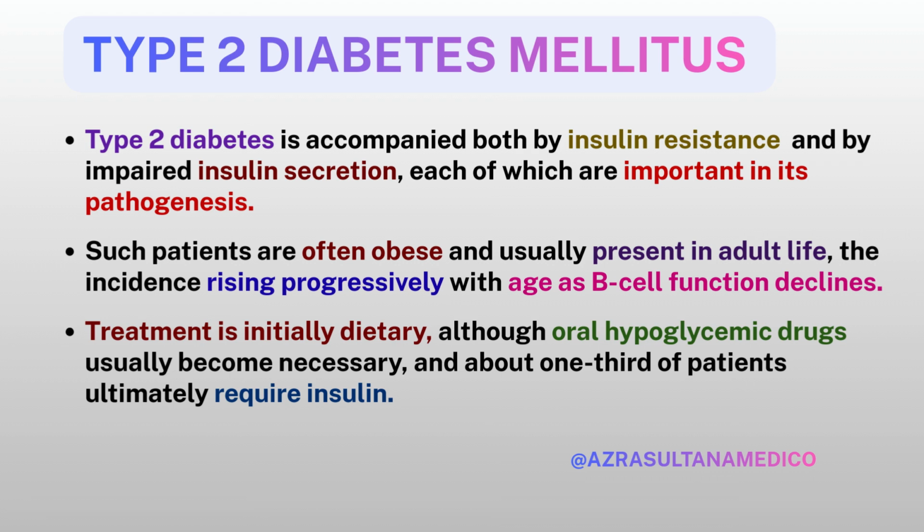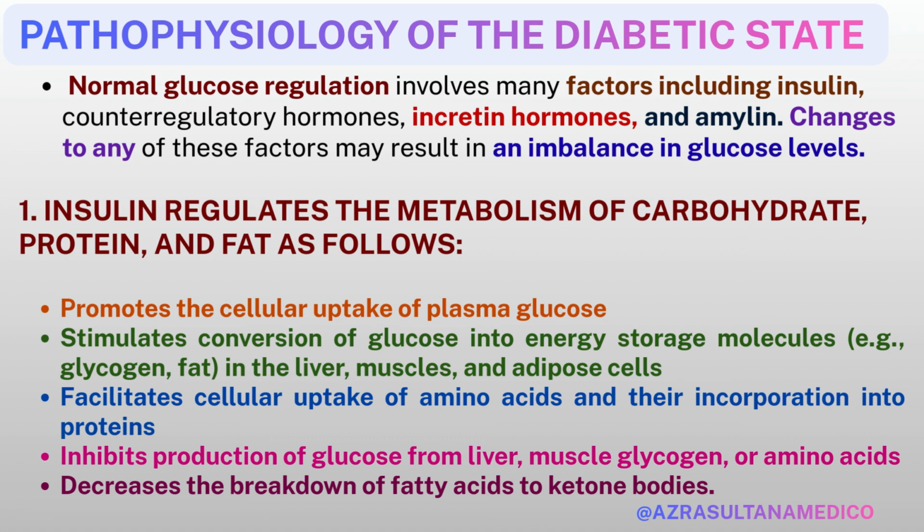However, as the disease progresses, many patients require oral hypoglycemic medications to help control blood glucose levels. Ultimately, about 1/3 of patients with type 2 diabetes will need insulin therapy to maintain proper blood sugar control. Understanding both the insulin resistance and beta cell dysfunction in type 2 diabetes is key to managing the disease effectively. Pathophysiology of the diabetic state.